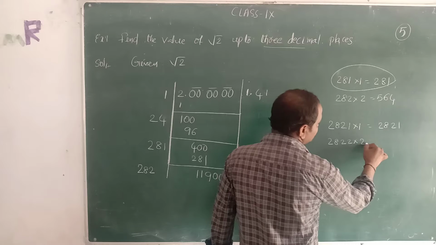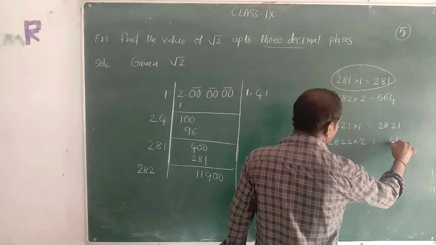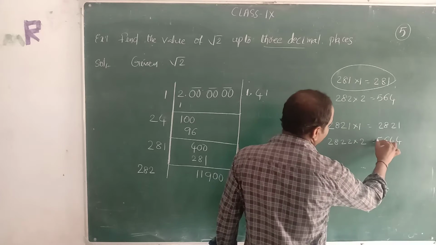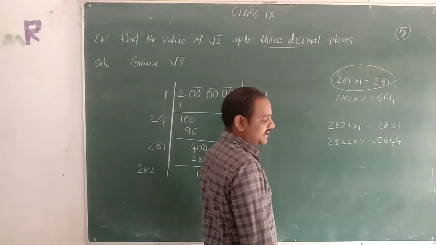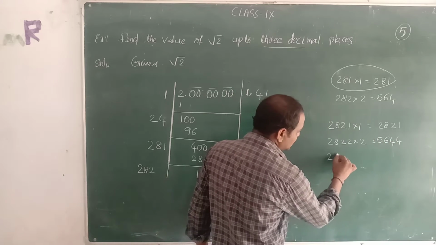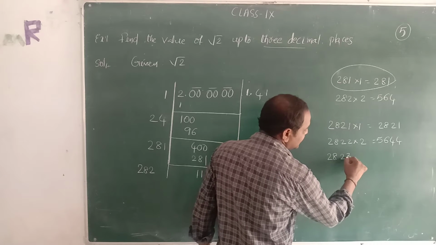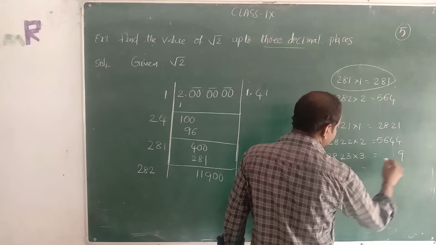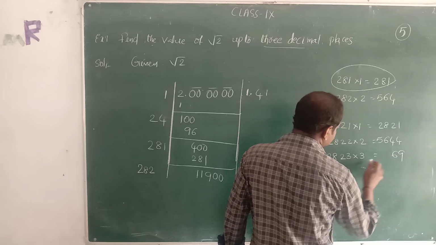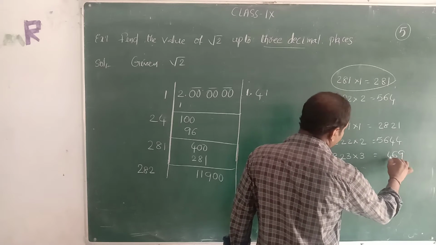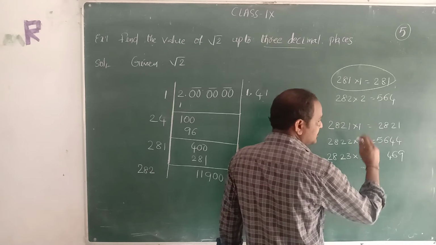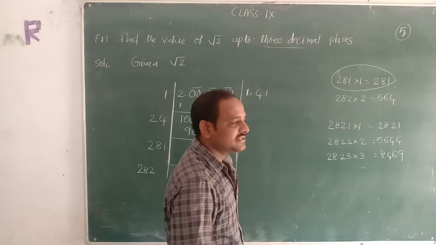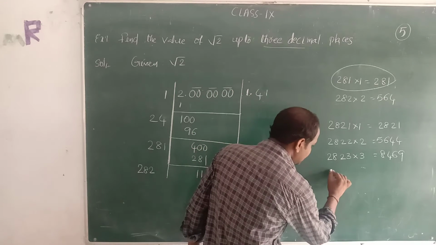Now 2 times, 2822 into 2. How much we will get? 4, 16, 5644. Now 2823 3 times. How much we will get? 3 3s are 9, 3 2s are 6, 3 8s are 24, 3 2s are 6 plus 2 8. So we got 8469. Again possibility is there.